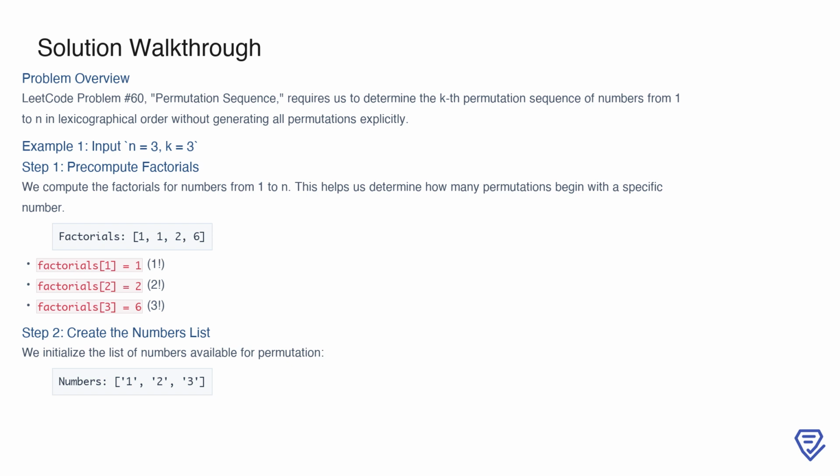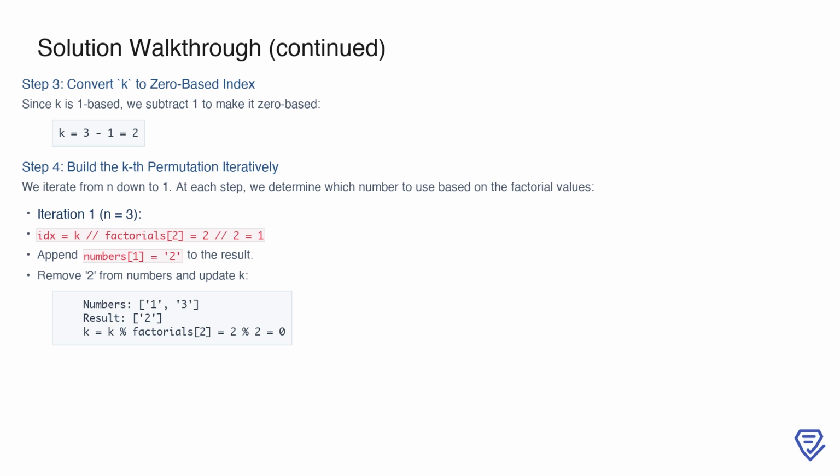the process iteratively. Now, since k is given as 1-based, we adjust it to a 0-based index by subtracting 1, making k equal to 2. This adjustment aligns with the indexing used in our calculations. To determine the kth permutation, we iterate from n down to 1, selecting one number at each step based on the factorial values. In the first iteration, with n equal to 3, we calculate the index of the number to select as k divided by factorial 2.